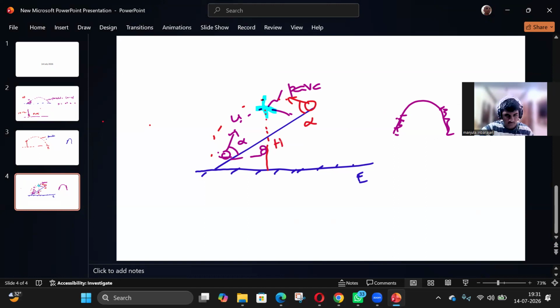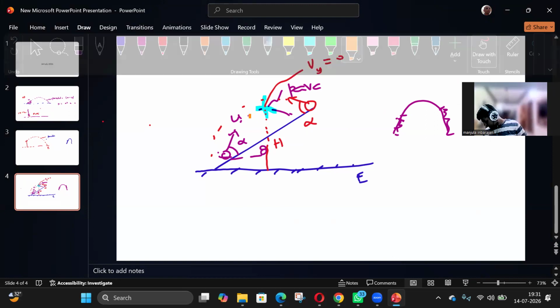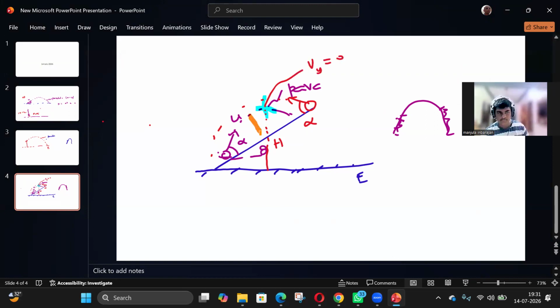Let me call it H. At this point, the property is that the vertical velocity Vy has become 0. But that point is different from the point where it's at the maximum distance from the inclined plane. The maximum distance from the inclined plane could be different at this point. This could be H prime. That we can find out from where it is.